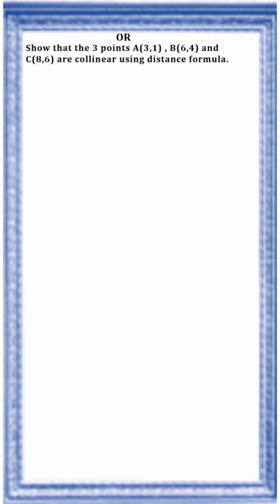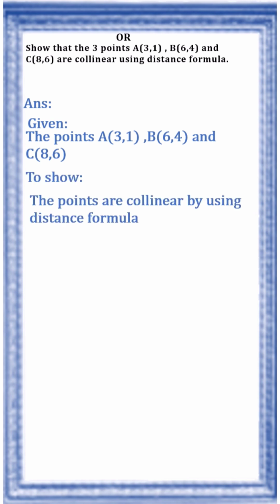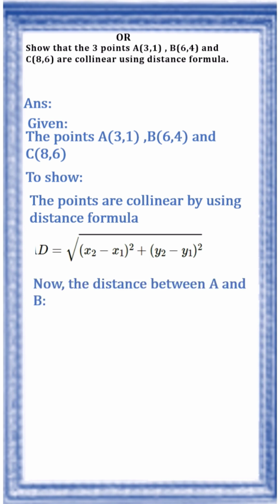There is an OR question for this one. Show that the 3 points A(3, 1), B(6, 4) and C(8, 6) are collinear using distance formula. What has been given? 3 points. We have to write it. Now we have to show the points are collinear by using distance formula. Distance formula is square root of (x2 minus x1) the whole square plus (y2 minus y1) the whole square.